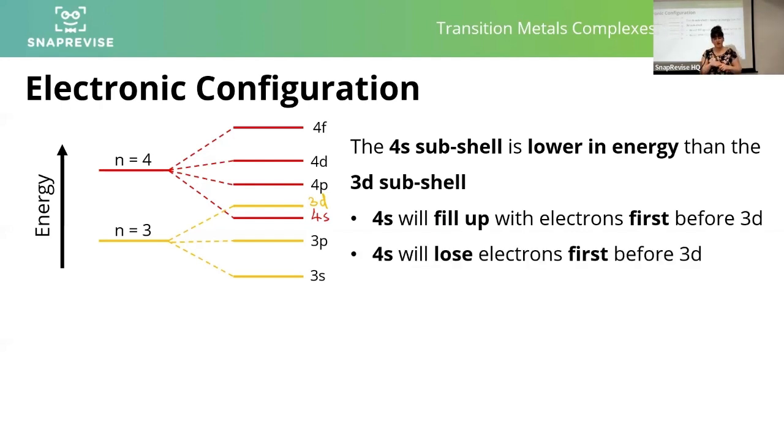It is also why 4s loses electrons first. Once it's full, it is actually higher in energy, and therefore we lose electrons from 4s first before 3d. They actually switch places in terms of their comparative energy.